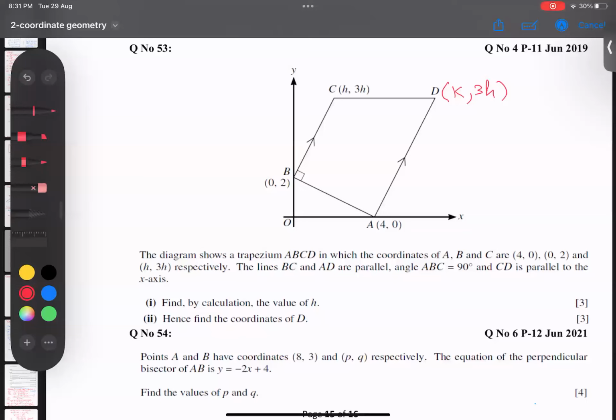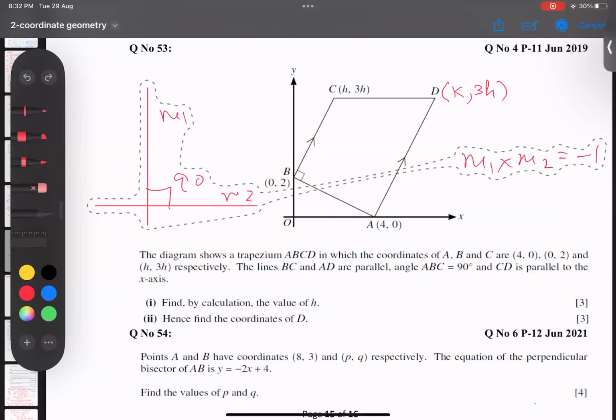Anyway, back to it. Why did I write k? You can write any variable here. But my target number one is to calculate the value of h. What concept can I use? He gave 90 degrees, a very important concept. The gradient of this line times the gradient of this line equals -1 when two lines are perpendicular. So the gradient is m1 and m2, and the product of both gradients is -1. We know this, students. So let's see how we can deal with this concept.